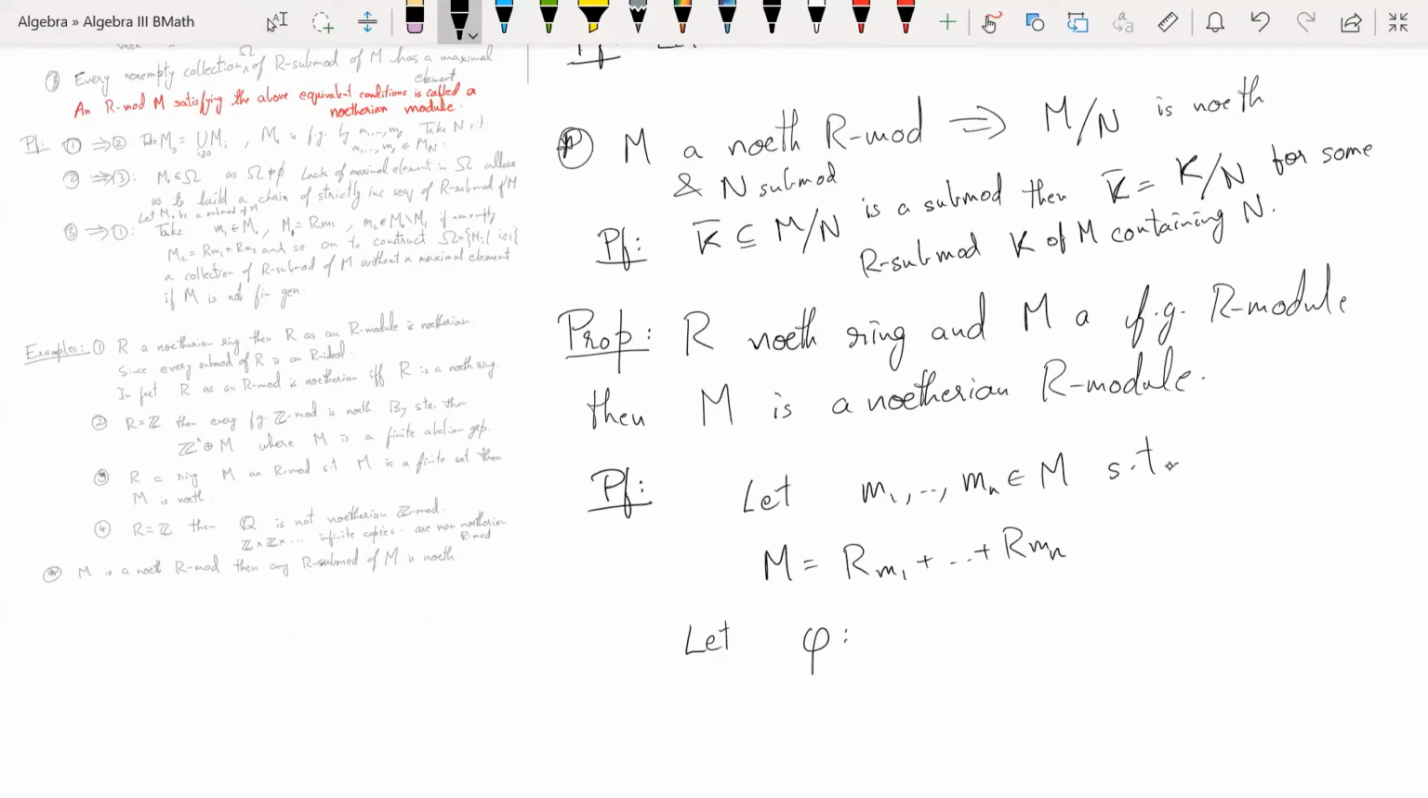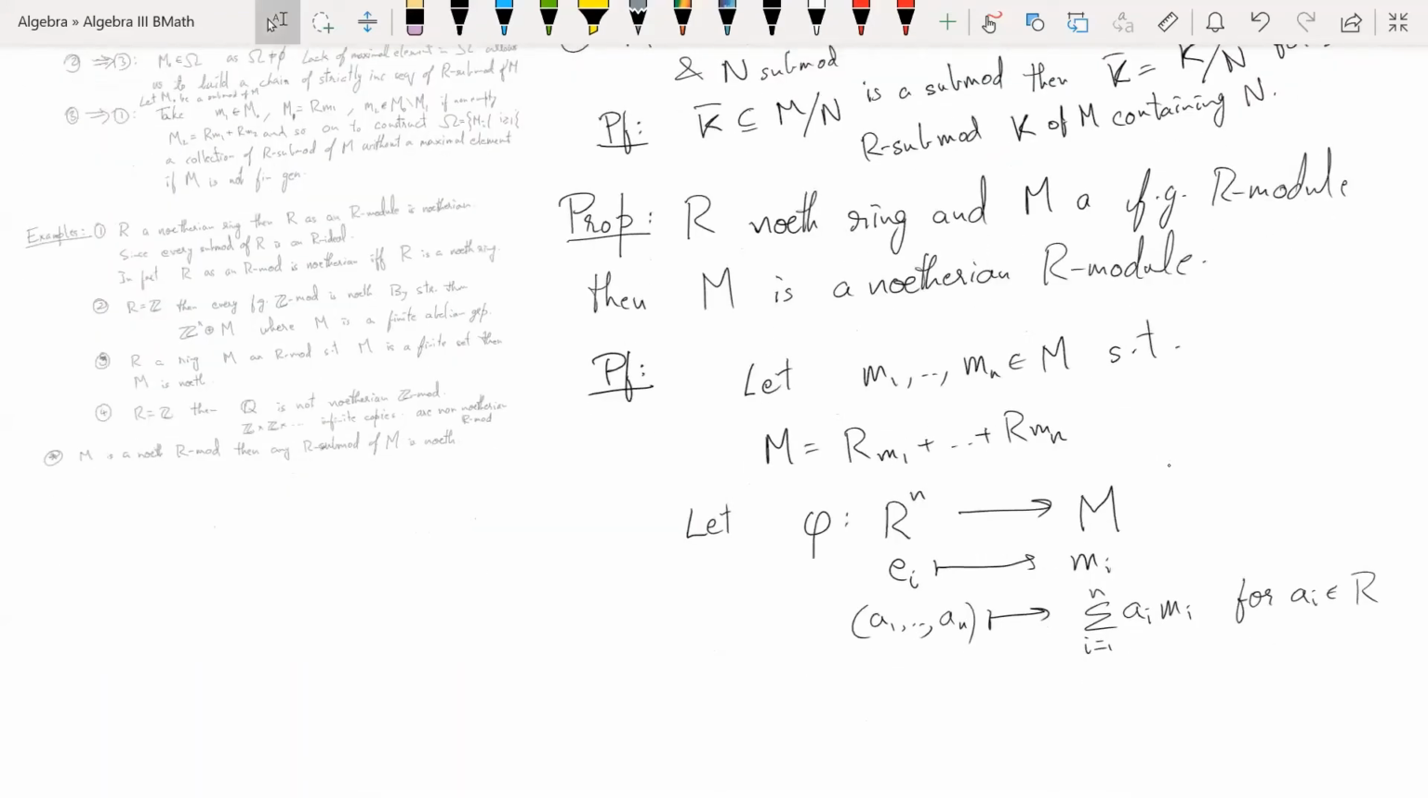So let phi from R^n to M be the map sending e1 ... ei to mi. I should actually say ei will go to mi, and then you can extend linearly. More precisely, I'll give you what the map is explicitly: (a1, ..., an) will go to the summation of ai mi, i equals 1 to n, for ai in R.